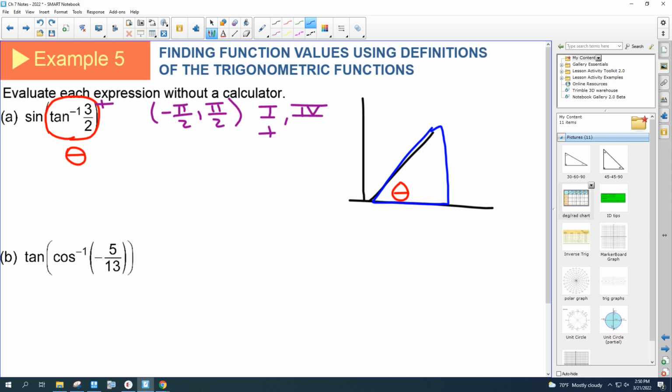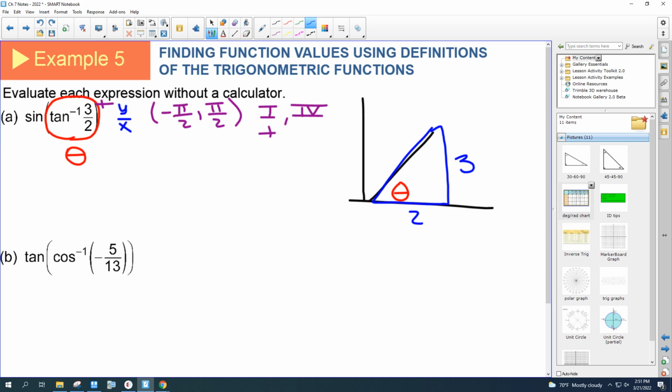Now, the 3 over 2 has to do something with a tangent function, right? And we know tangent is talking about y over x. It always has been ever since the first day of class. We're talking about y over x. And so in my triangle, I can say the y number and the x number. And I can find the missing side the way I always have.